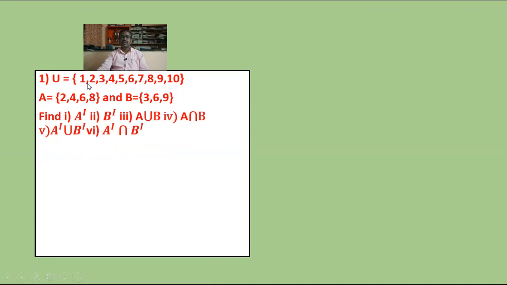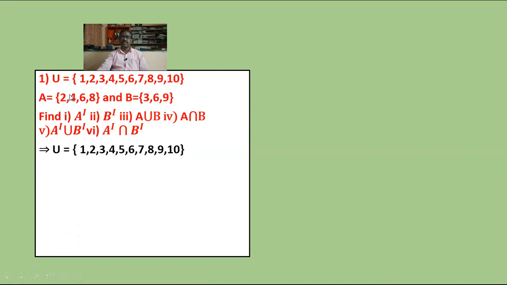U is equal to {1, 2, 3, 4, 5, 6, 7, 8, 9, 10}. The set A is given as {2, 4, 6, 8} and set B is equal to {3, 6, 9}. Find A complement, B complement, A union B, A intersection B, A complement union B complement, and A complement intersection B complement.